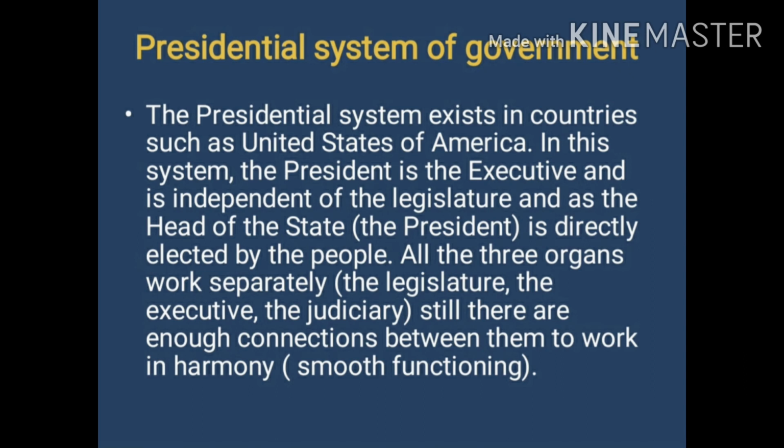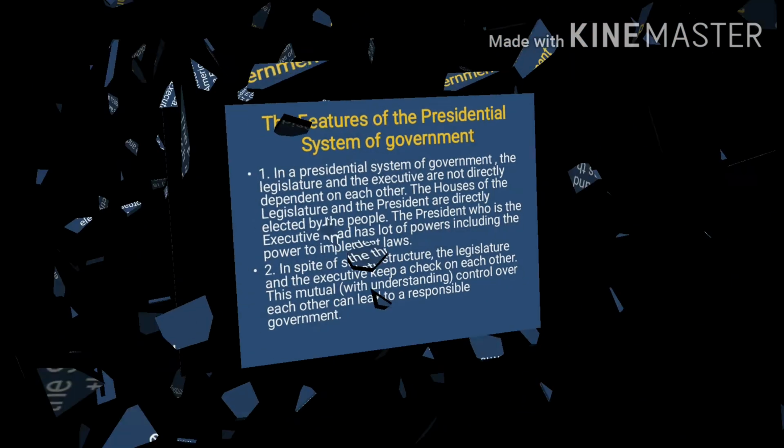So what do you mean by presidential system of government? Presidential system of government is that form of the government where the president is the executive and he or she is independent of the legislature, and also he is the head of the state who is directly elected by the people. So even though he is separate, independent, still there are certain connections amongst the legislature, the executive, and the judiciary for smooth functioning.